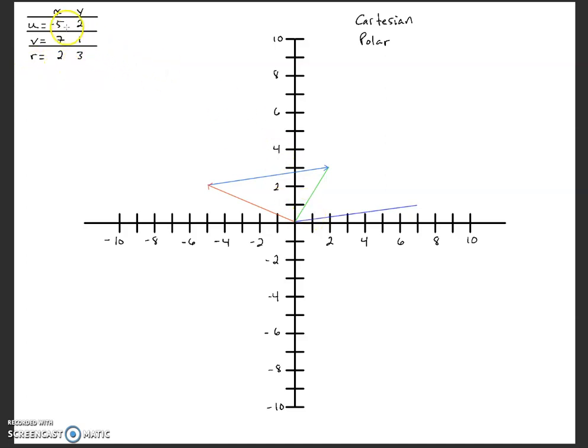So what I've done here is we're just going to add the vectors. So negative 5 plus 7 is 2, 2 plus 1 is 3. So the resultant vector ends up right there. So we have 2 on the x, 3 on the y.